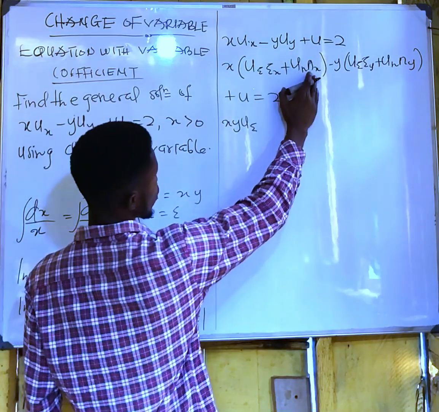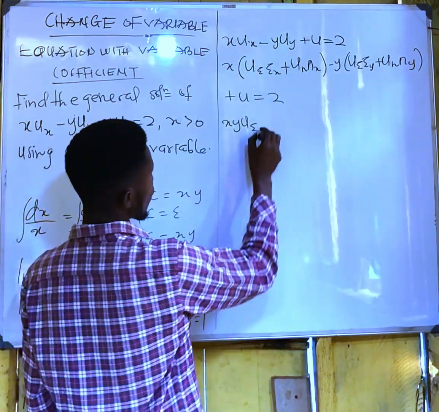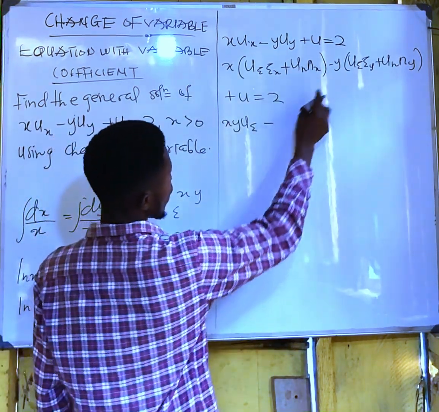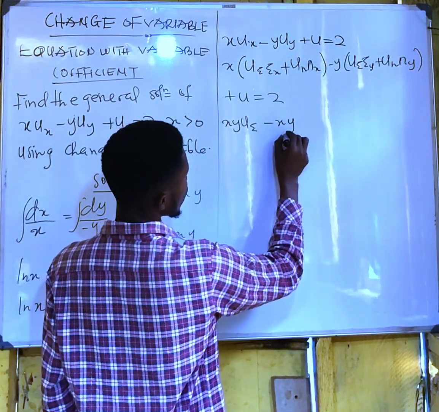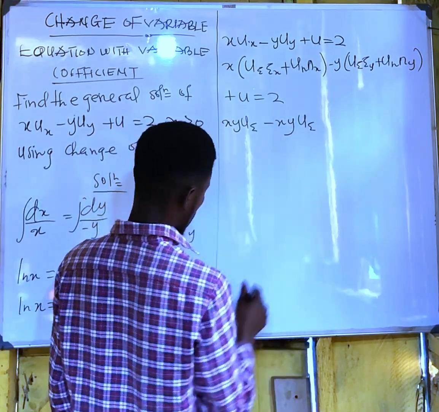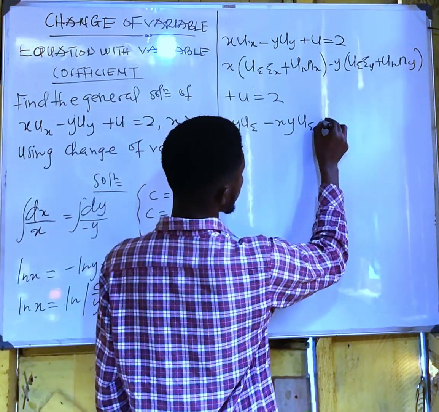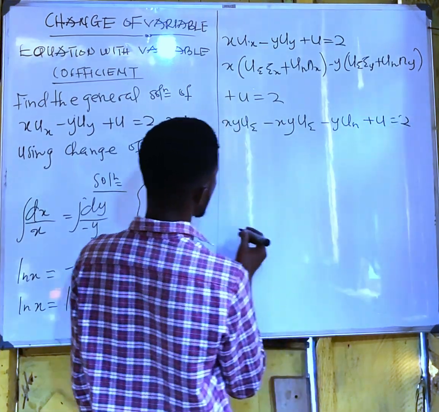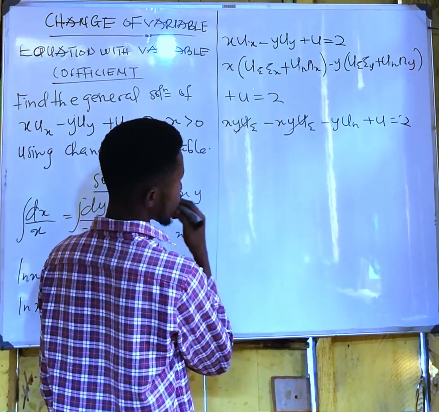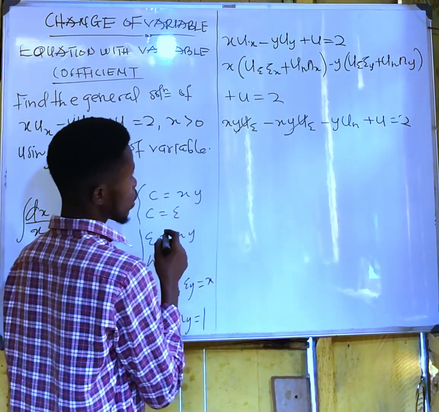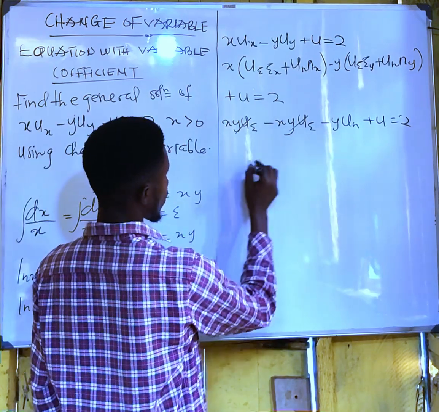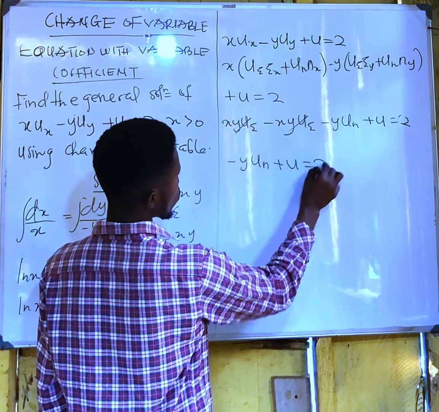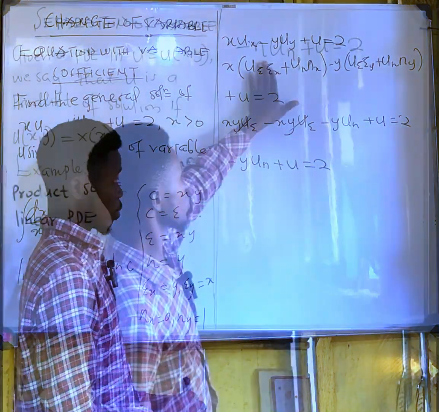Eta_x is 0, so everything here will be 0. 0 times this will also be 0. Minus y times x is negative xy u_xi. Eta_y is 1, so 1 times this will give you negative y u_eta plus u equals 2. Is that okay? So this will cancel with this one. Now in this case, what we are going to have is negative y u_eta plus u equals 2. So this is what we have now.